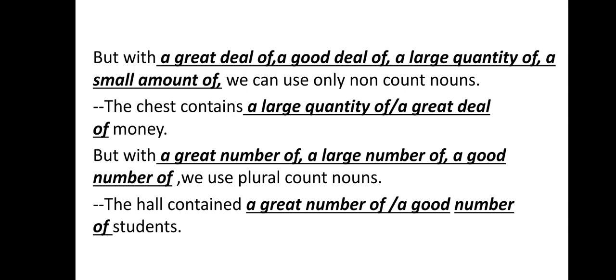But with a great number of, a large number of, and a good number of, we use plural count nouns. Means after these group of words, we can use plural countable nouns. For example, the hall contained a great number of or a good number of students. Means with a great number of or a good number of, we can use plural countable nouns, and that's all.